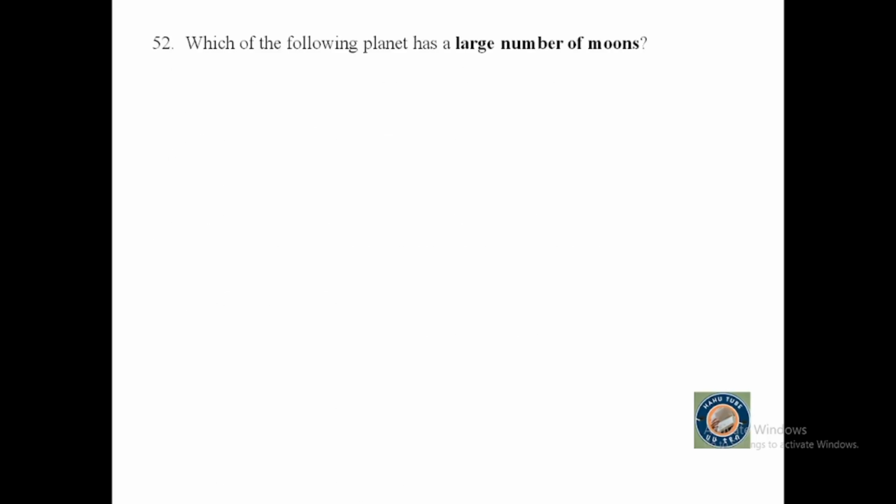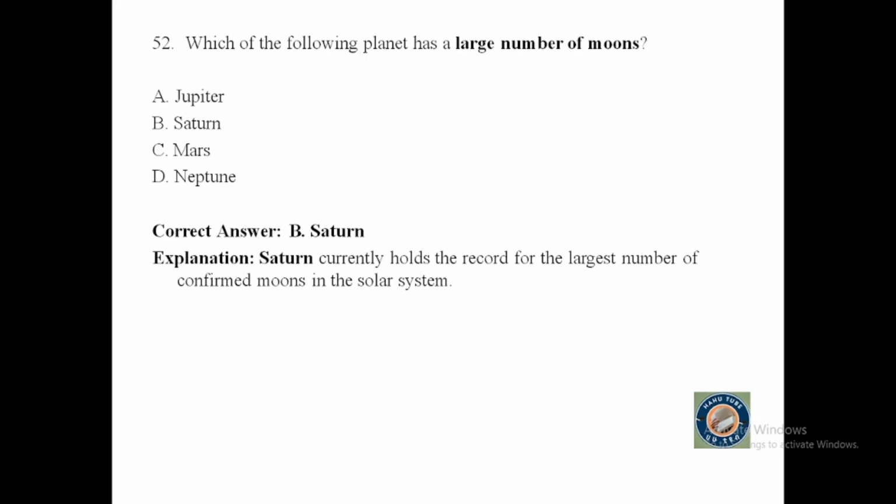Question number 52. Which of the following planet has a large number of moons? A. Jupiter, B. Saturn, C. Mars, D. Neptune. The answer is Saturn. Saturn currently holds the record for the largest number of confirmed moons in the solar system.